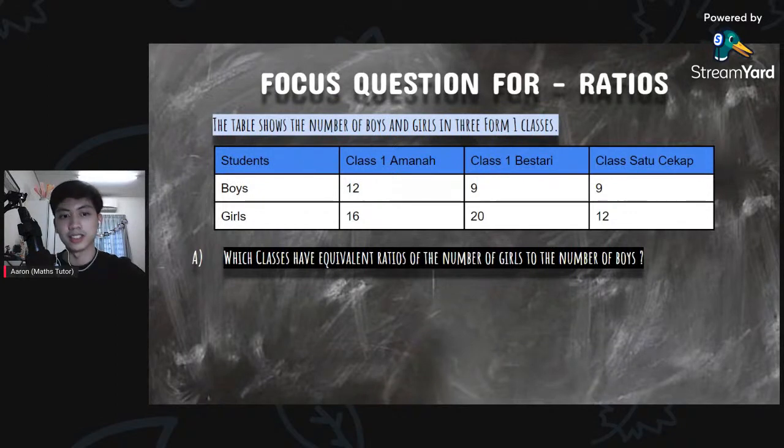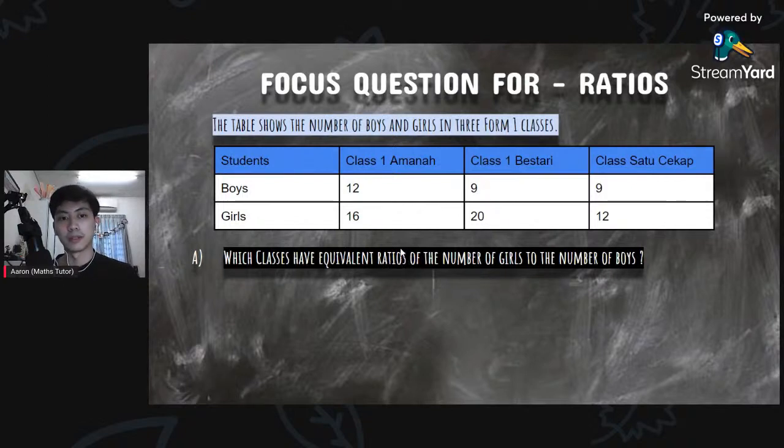Question A says, which classes have equivalent ratios of the number of girls to the number of boys? As you can see the keyword, always remember to see what the question wants us to answer. So which classes have the equivalent ratio? Keyword is equivalent ratio. So what is an equivalent ratio? It is a ratio that has the same multiple, or the same value.